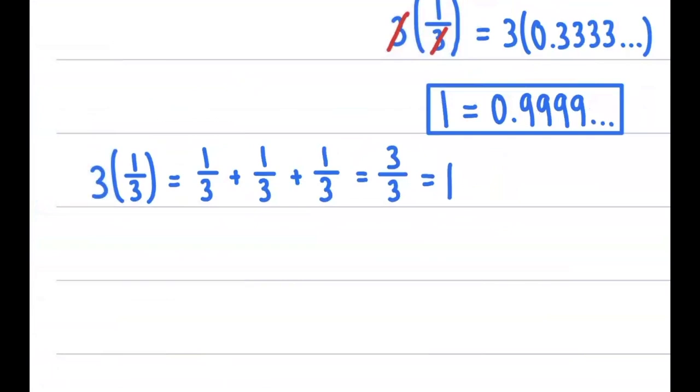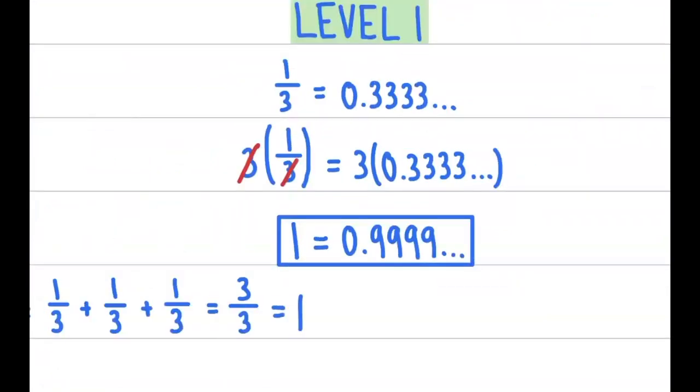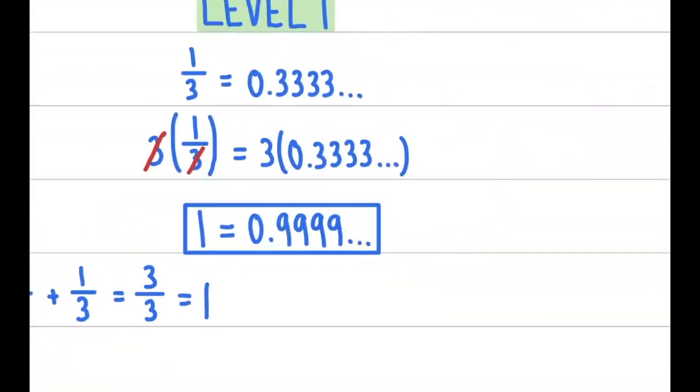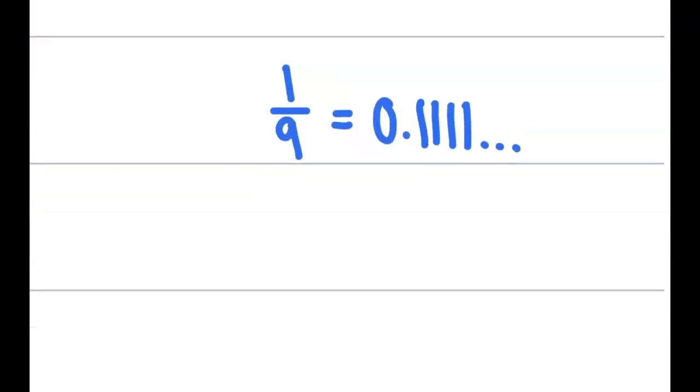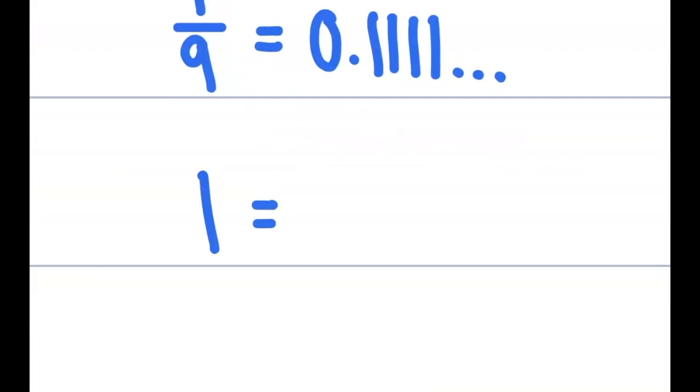Be that as it may, maybe someone will argue the first assumption was wrong. Maybe one third isn't equal to 0.3 repeating. Well, if they don't like 1/3 equals 0.3 repeating, you can always use 1/9 equals 0.1 repeating, and you can multiply both sides by 9, and you'd get the same thing.